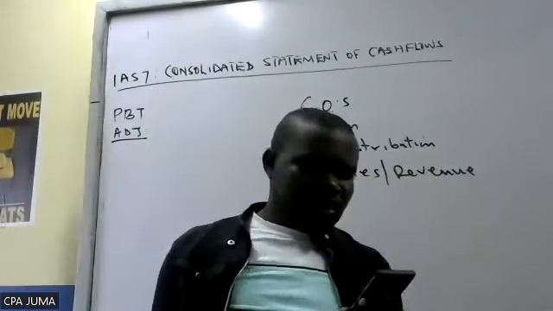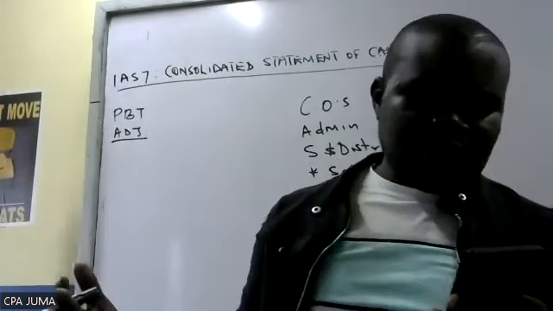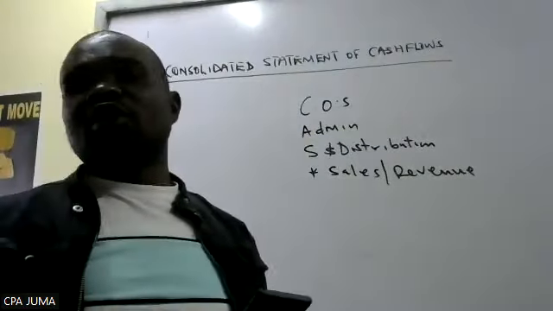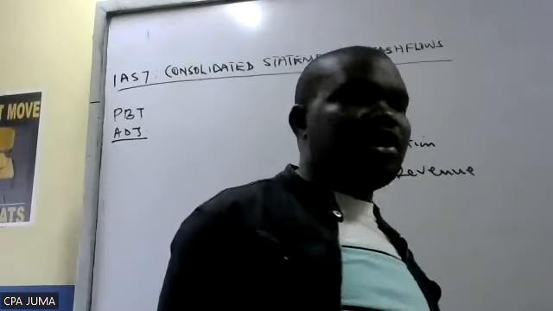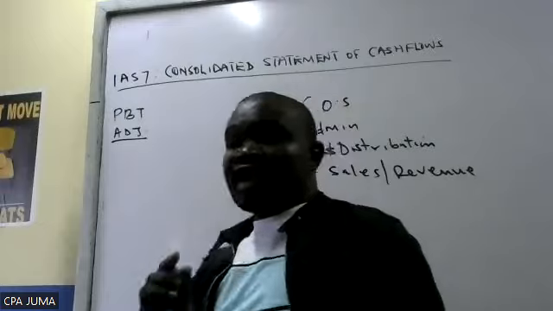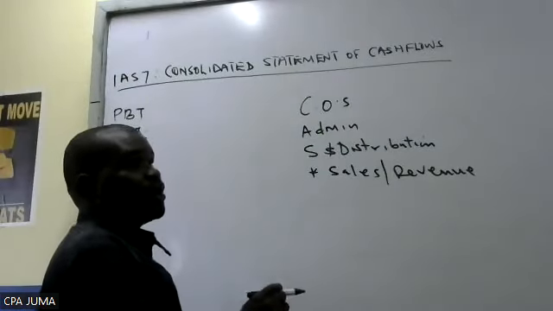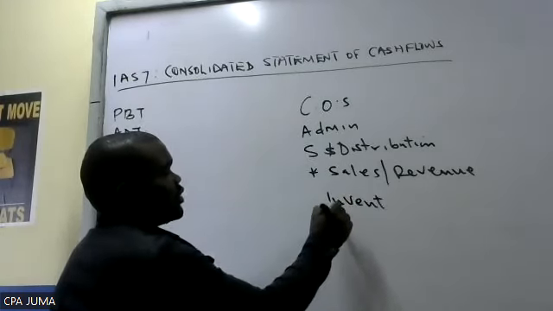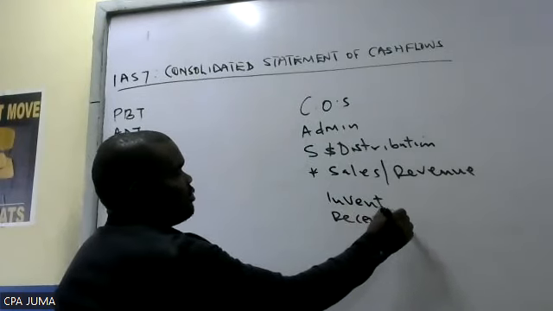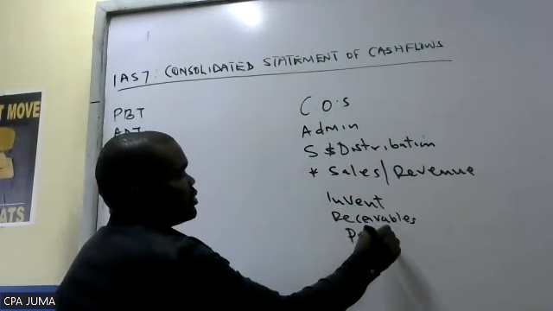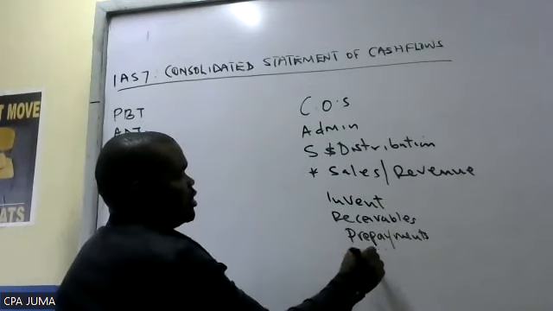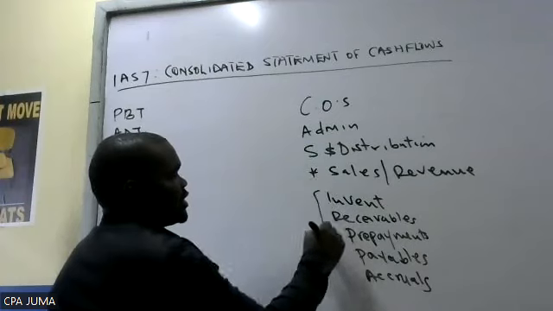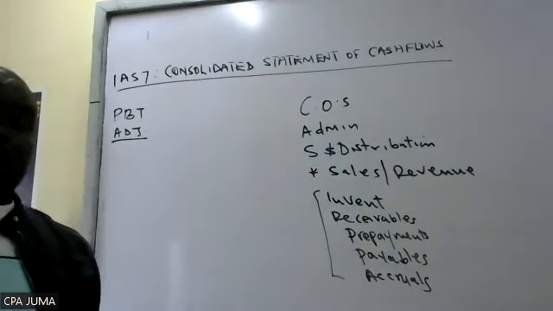Working capital. So you bring the working capital. Working capital is just, you check current assets and current liabilities, and what you bring is either the increase or decrease in current assets and current liabilities. Not all of them: for current items, we only concentrate on inventory, receivables, prepayments, payables, and accruals. Only these ones. Those are the items we normally check for the working capital.